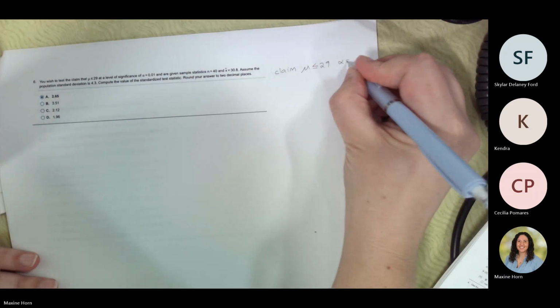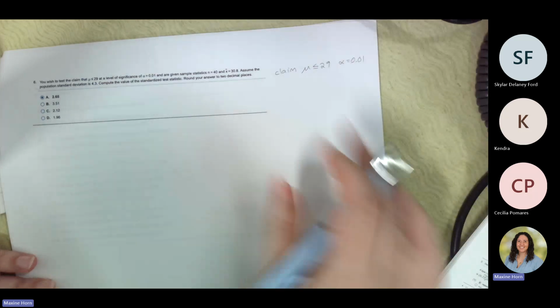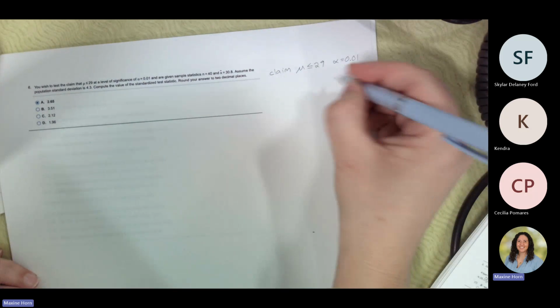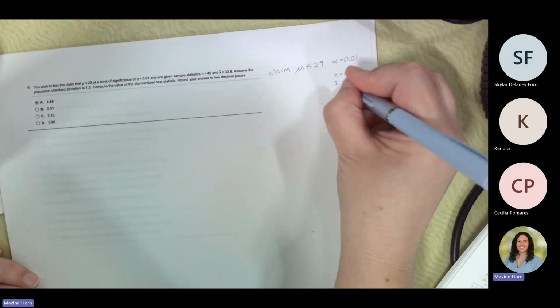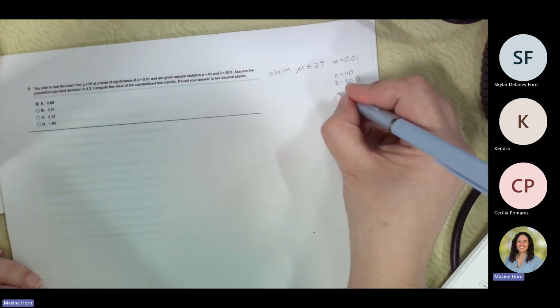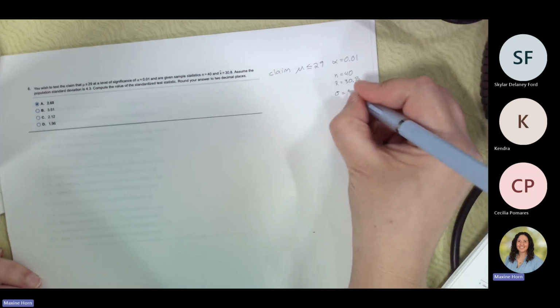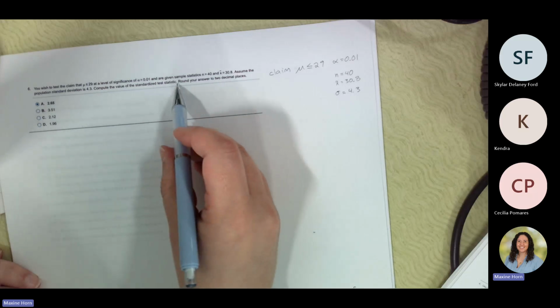Okay, at a level of significance of 0.01, and we're given some sample statistics. We are told that n is 40, and the sample mean is 30.8. Assume the population standard deviation is 4.3. They want us to compute the value of the standardized test statistic and round our answer to 2 decimal places. So first thing we're going to do is look at our null hypothesis and our alternative hypothesis.